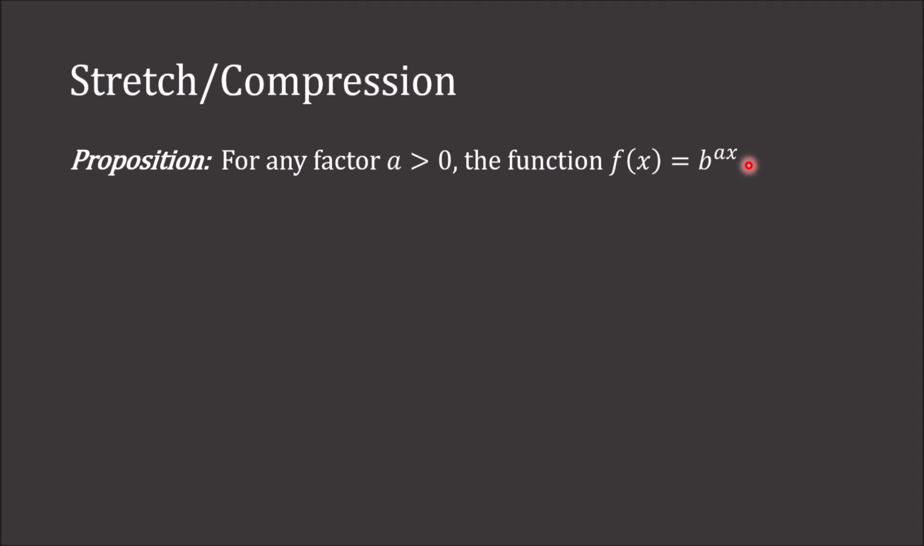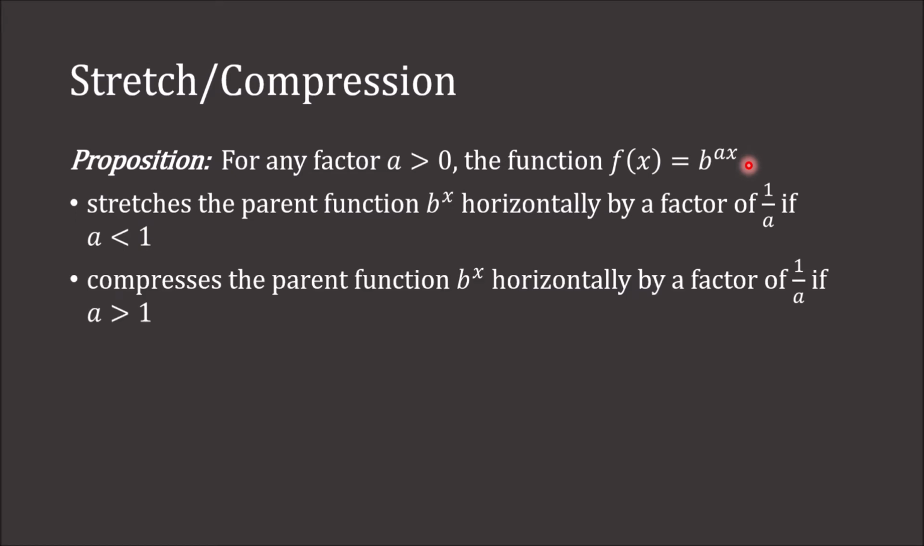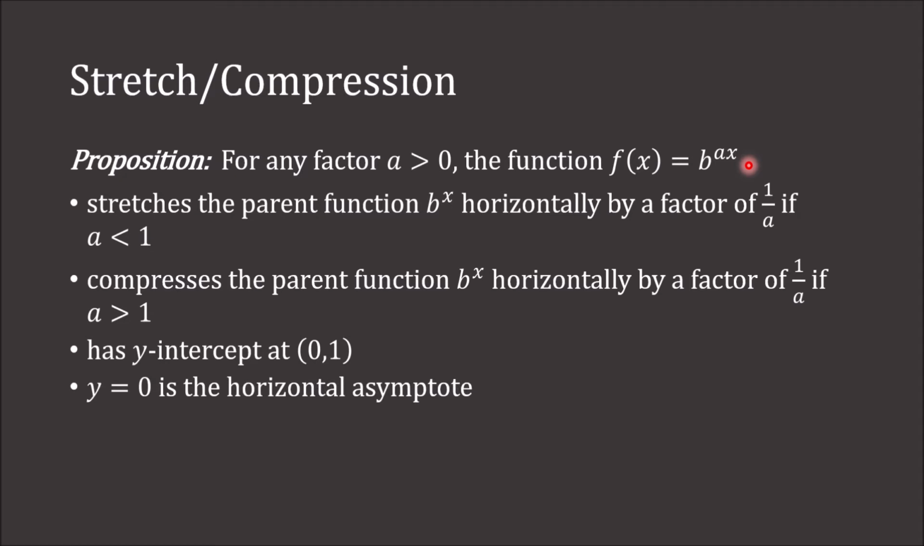Now for any factor a greater than 0, the function b to the ax stretches the parent function horizontally by a factor of 1 over a if a is less than 1, compresses the parent function horizontally by a factor of 1 over a if a is greater than 1, has a y-intercept still at (0, 1), y equals 0 is still the horizontal asymptote, the range is still all positive real numbers, and the domain is still all real numbers.